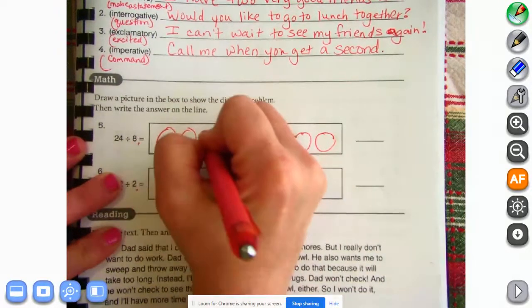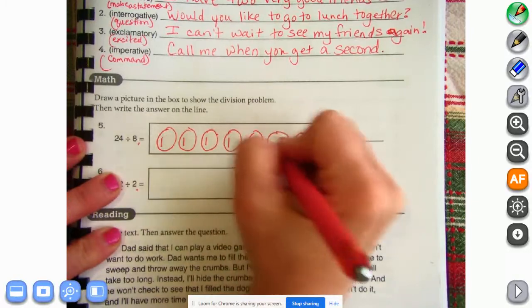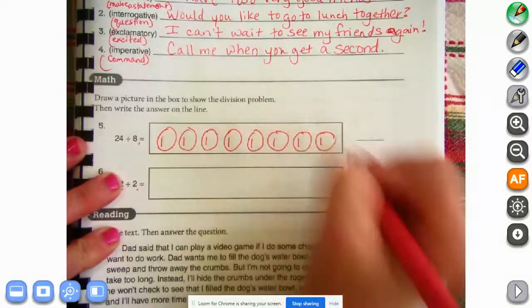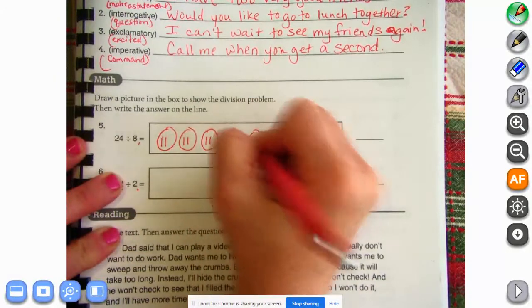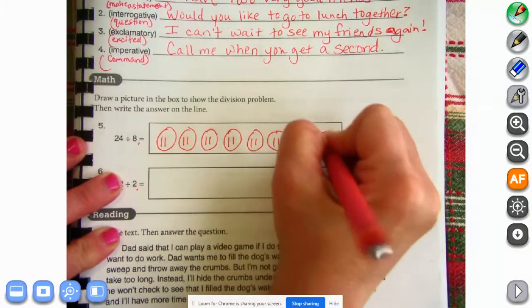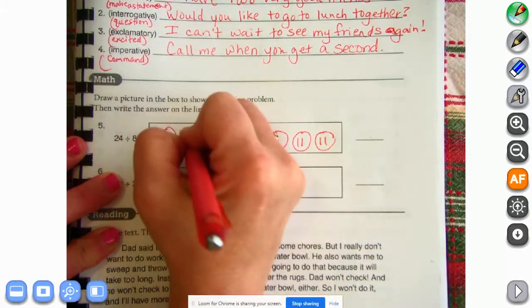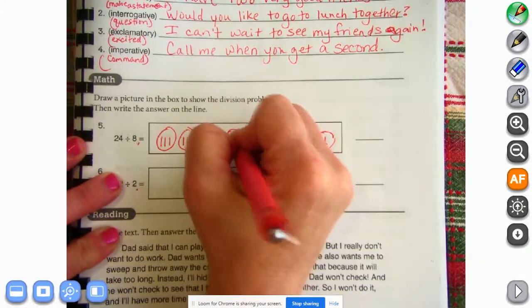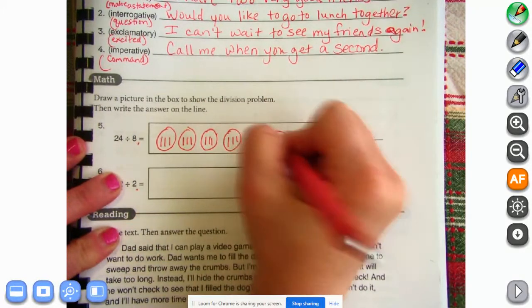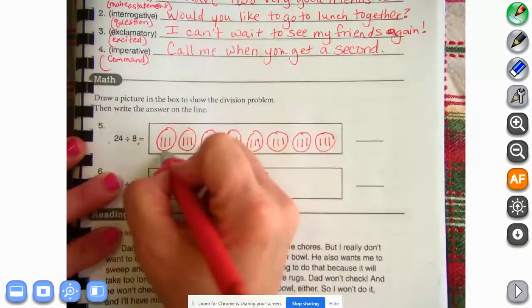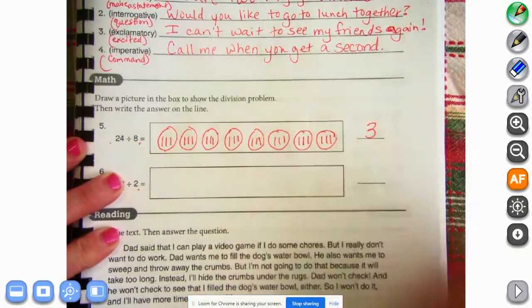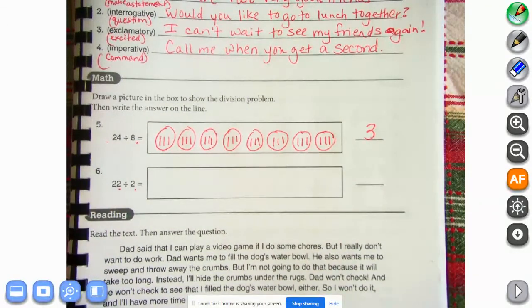1, 2, 3, 4, 5, 6, 7, 8, 9, 10, 11, 12, 13, 14, 15, 16, 17, 18, 19, 20, 21, 22, 23, 24, and it says I need to go to 24. So how much are in each? 3. Okay.